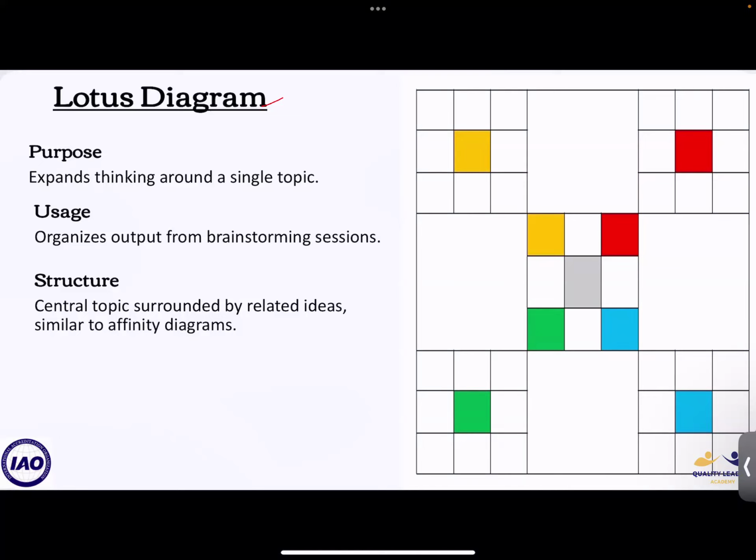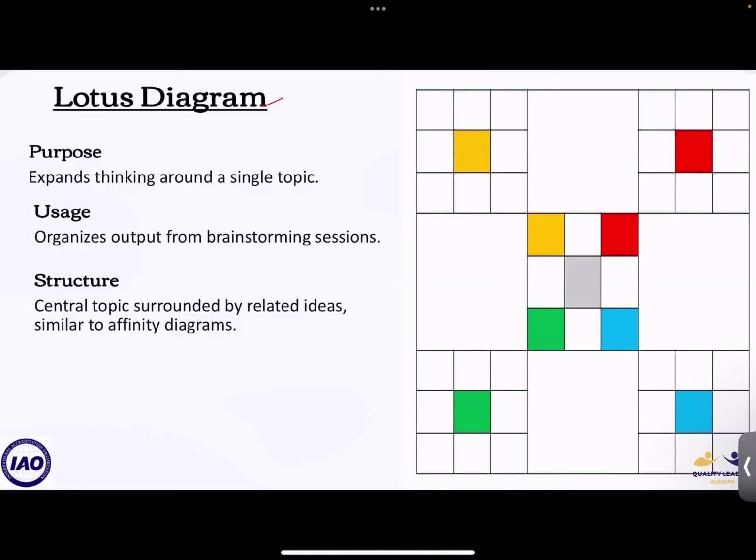This tool is often used to organize outputs from brainstorming sessions. Imagine you are working with a team and throwing around ideas. The lotus diagram brings structure to that chaos. By organizing your ideas visually, it makes it easier to see relationships, prioritize thoughts, and move forward with clarity.